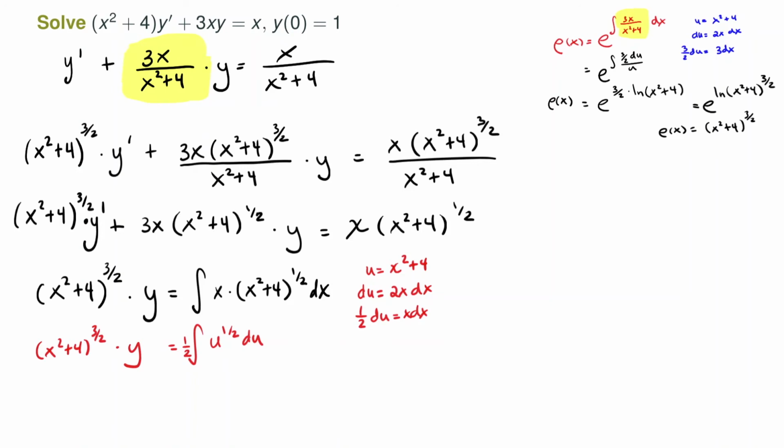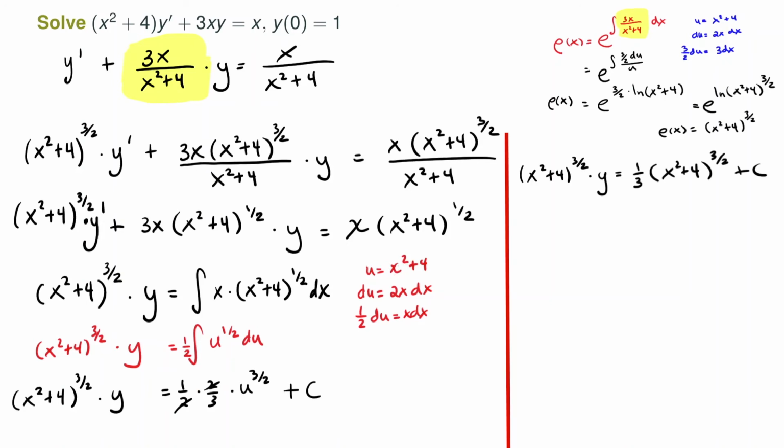And as we integrate that, we add 1 to the power and divide by it, so we get 1/2 times 2/3 times u to the 3/2, all plus our constant of integration c, which was originally equal to the right side. We have some simplification of the constants, and then we know u was our original x squared plus 4.